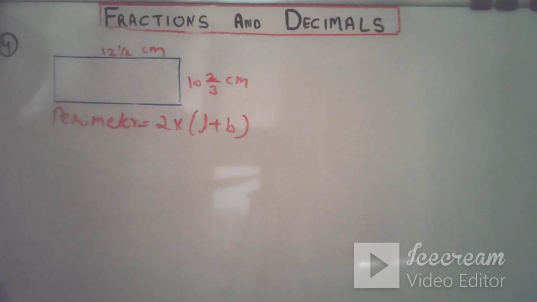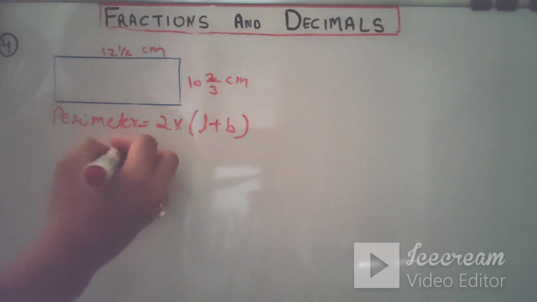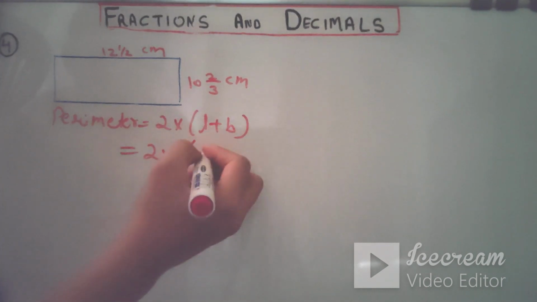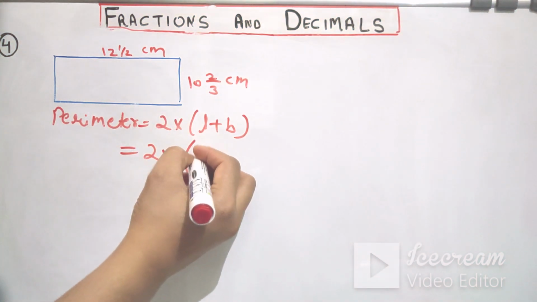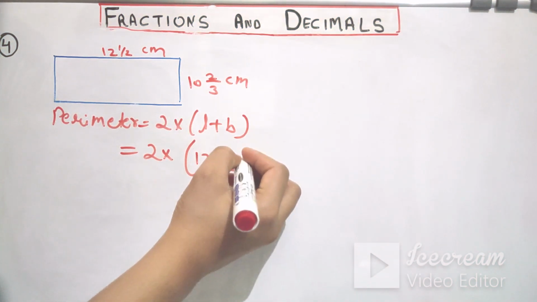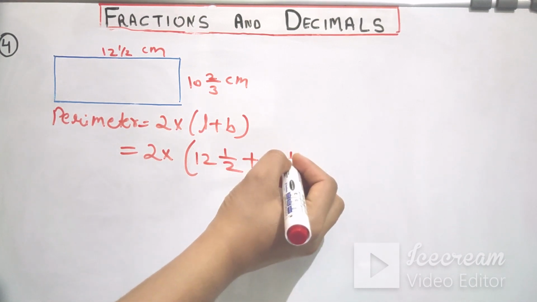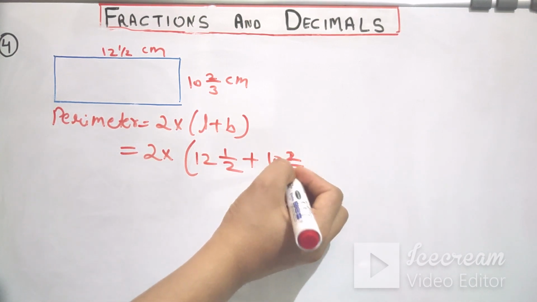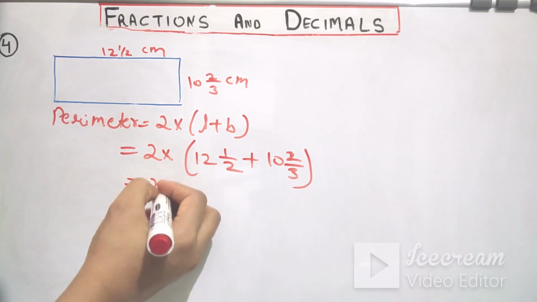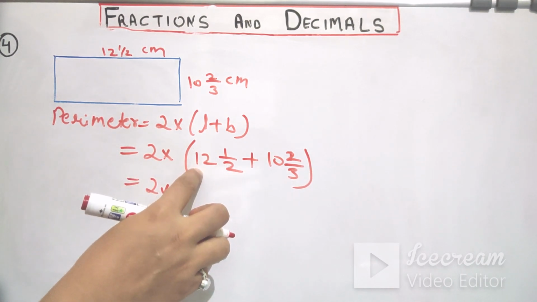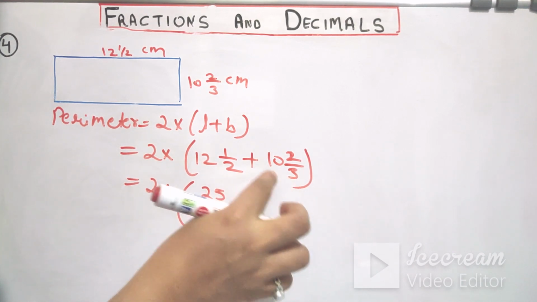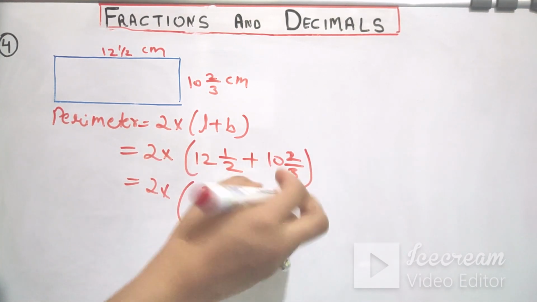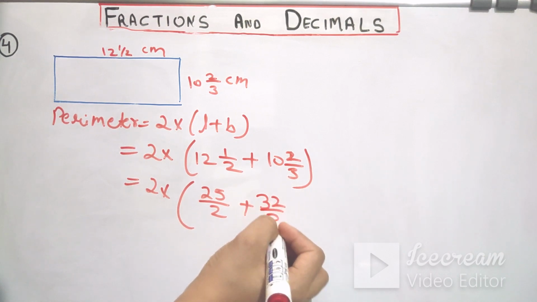What is L and B? L means length and B means breadth. So 2 multiply, the length is 12 whole 1 by 2, okay, and what is the breadth over here? 10 whole 2 by 3. Okay, so 2 multiply 2 into 12 is 24, plus 1 it's 25 by 2, plus 3 into 10 is 30, plus 2 is 32 by 3.